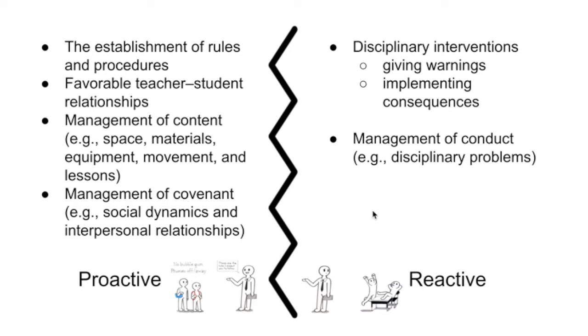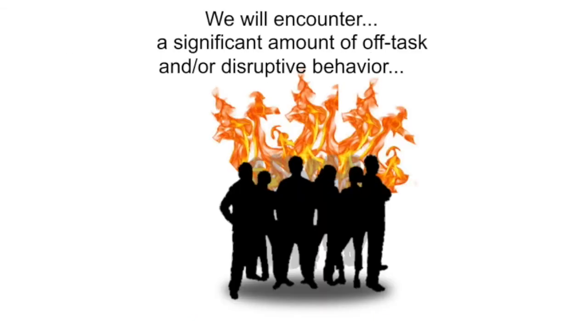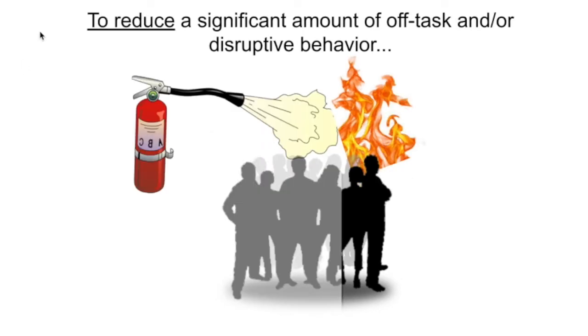On the reactive side, we see things such as disciplinary interventions, giving reminders and warnings to our students, as well as implementing clearly communicated consequences in respectful and appropriate ways. It can also be the way that we manage disciplinary problems and potentially volatile situations with students. But as teachers, we need to understand that we will encounter a significant amount of off-task and/or disruptive behavior. There are just so many things for our students to think about and worry about, in addition to the learning activities that we've prepared. But there are ways to reduce a significant amount of off-task or disruptive behavior.